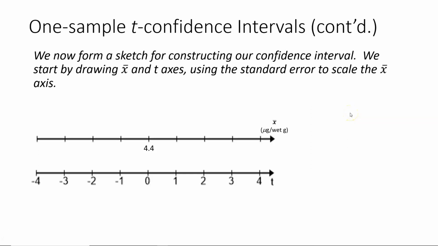We now move on to the portion of the calculate step where we're going to form a sketch for constructing our confidence interval. Notice that I've started by putting the x-bar and t axes. I've also given the units for the x-bar axis, and at the center of what I've drawn of the x-bar axis, I've put the sample mean value. I then scale upwards by units of standard error, and then downwards by units of standard error until I've gone 4 standard errors below and 4 standard errors above the sample mean value at the center.